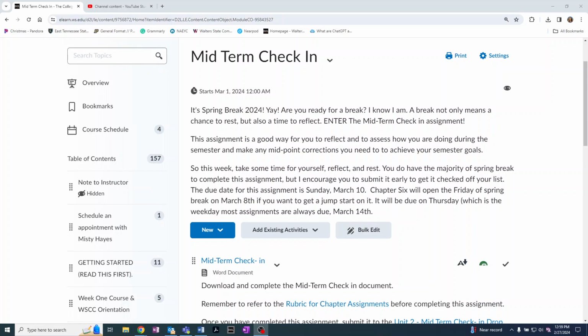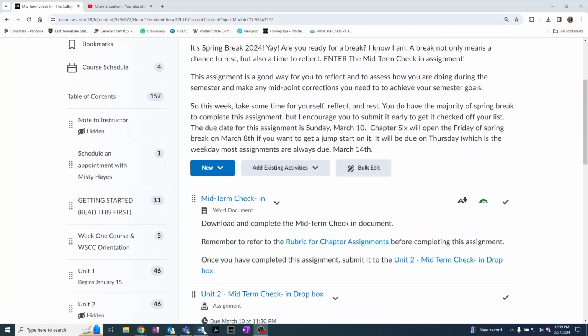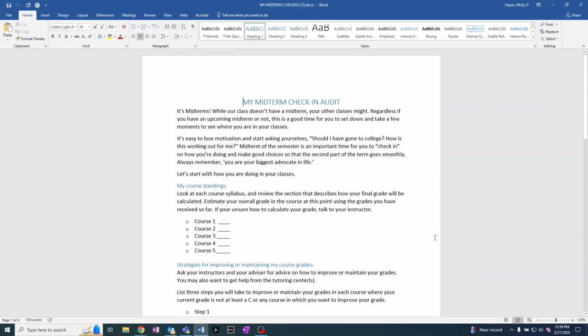So, that's what this assignment's purpose is: for you to reflect and kind of pivot, look at your goals and see what you need to do. So, that's why it's that assessment piece. To do your midterm check in, you're going to complete this and put it in the Dropbox.